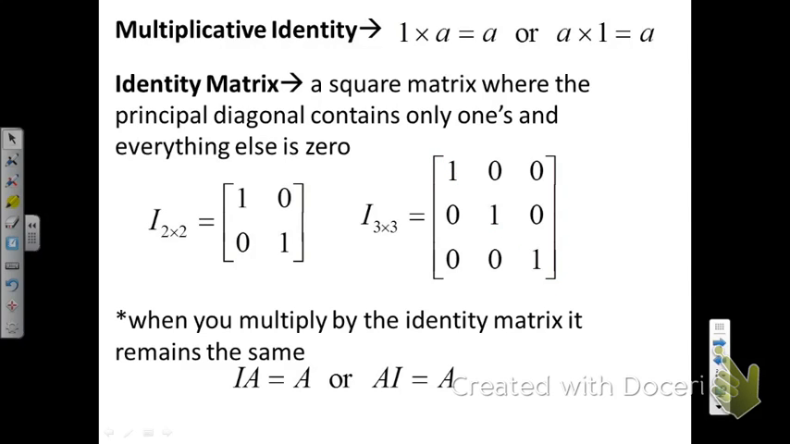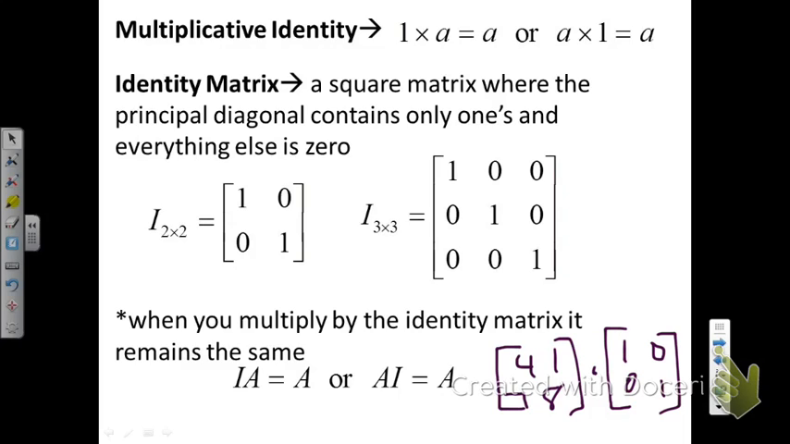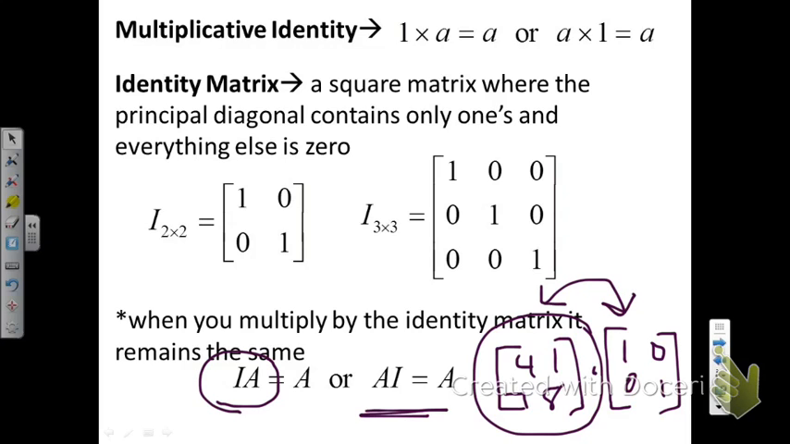When you multiply by an identity matrix, it remains the same. So if I were to take a matrix, say it's 4, 1, 7, 8, and multiply it by the identity matrix, 1, 0, 0, 1, the outcome should still give us whatever we started with, that 4, 1, 7, 8. That's what this property shows. We can reverse the order and switch these and still come out with that original matrix.